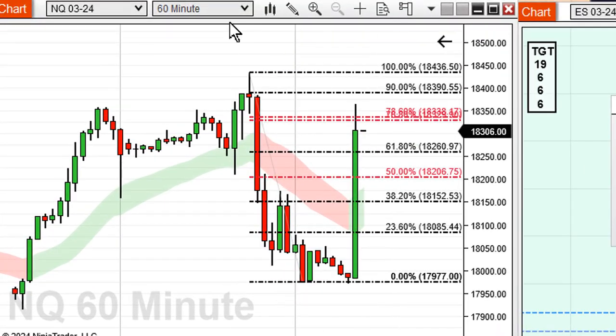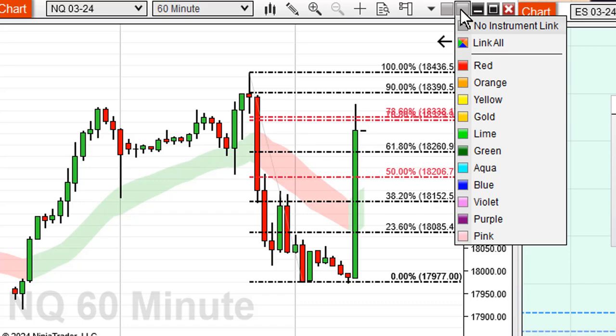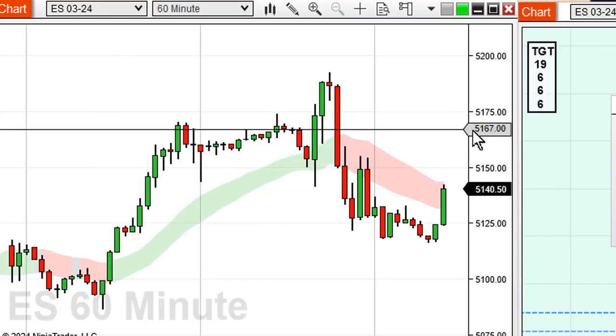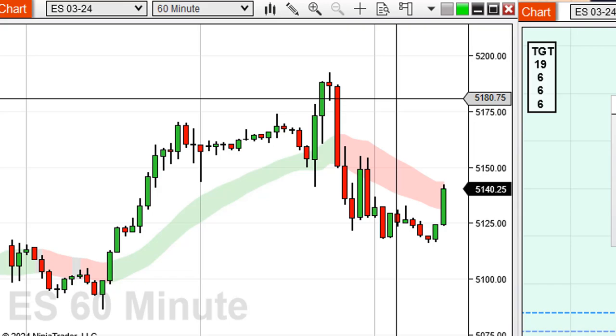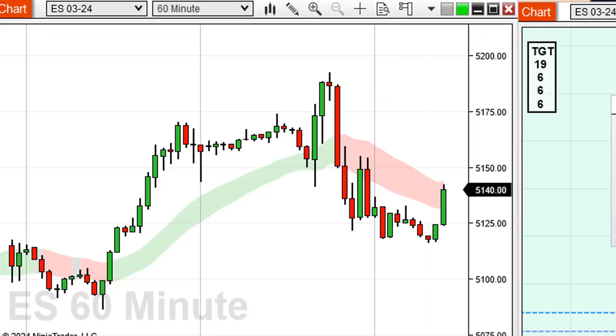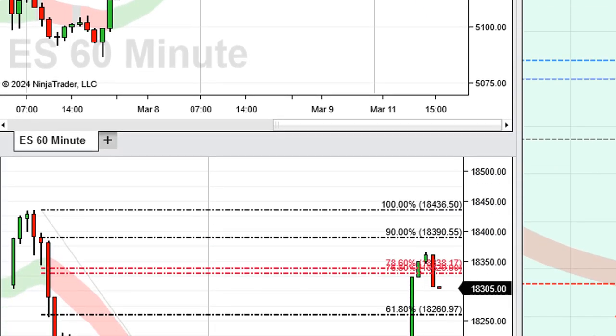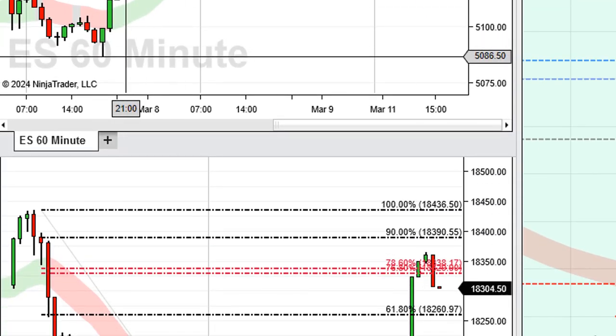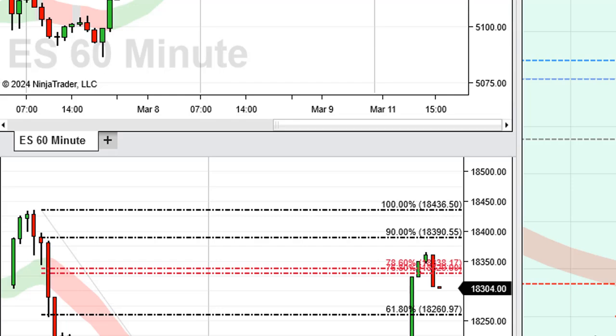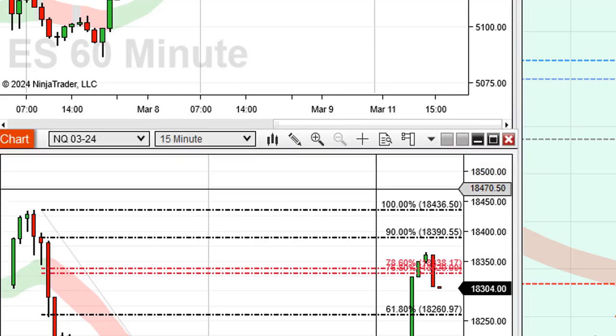So I come to the top right-hand corner of my NASDAQ 60-minute chart and I say, hello, I would like you also to be lime green. That means all of our charts that are now lime green in the top right-hand corner will be following our master trading chart. So what have we got now? We've got an S&P 500 60-minute chart and an S&P 500 5-minute chart. Brilliant. How do I link my 15-minute chart?